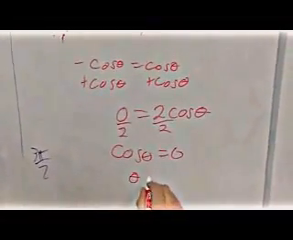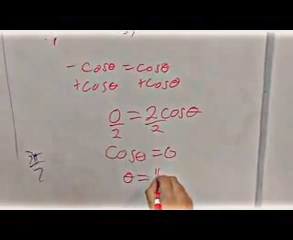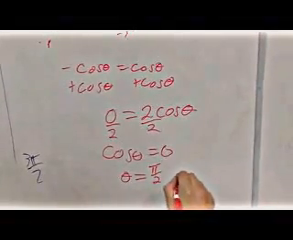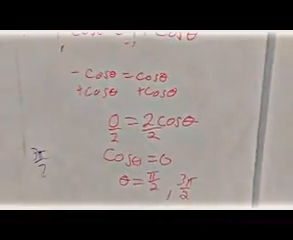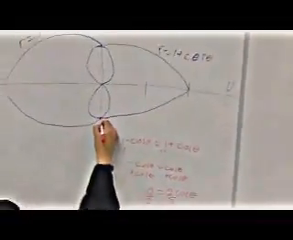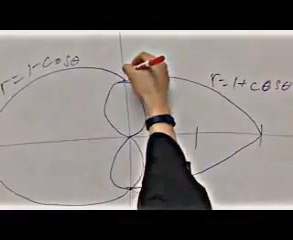And from here you'll get theta equals pi over 2 and 3 pi over 2, which are these points right here. This is 3 pi over 2 and this is pi over 2.